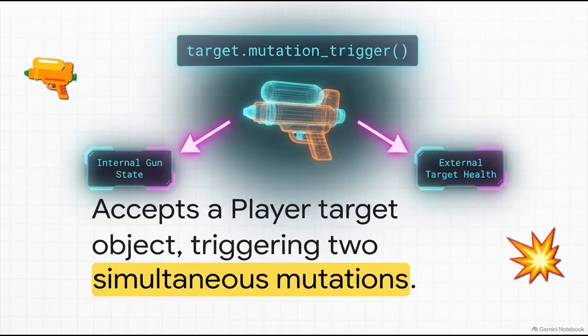Act 3. Multiplayer combat engine. Okay, now we're expanding our player class by giving them 100 health points and a game-changing new method, shoot. Look closely at what the shoot method accepts, player target. We are passing an entire object of type player into a method of another player.